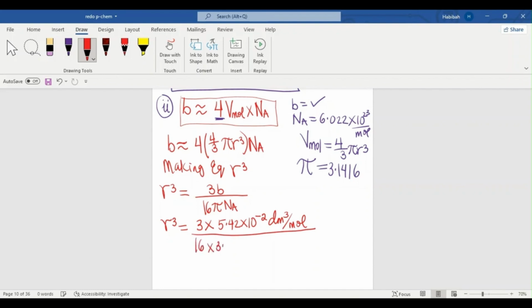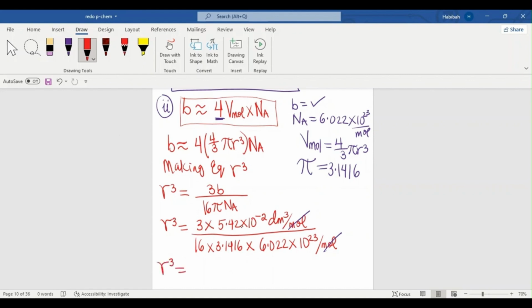16 times pi, which is 3.1416, okay, times the Avogadro's constant. So that would be 6.022 times 10 raised to the power of 23 per mole. Okay, so of course we cancel out the mole, we input this information in our calculator. Not the whole thing, I'm going to break it down.